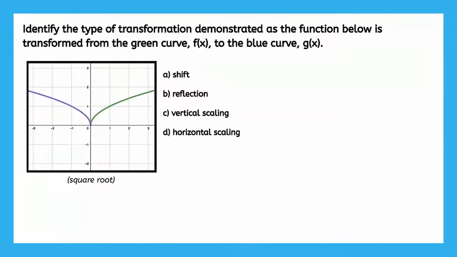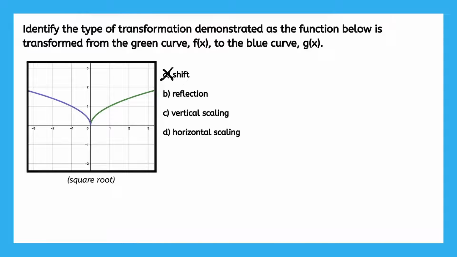Now, did we shift, reflect, or scale to go from this green curve to the blue curve? Let's think about shift. This graph that is green goes up to the right, and this graph that is blue goes up to the left. So these are not the same shape, which means this cannot be a shift. They're going in opposite directions. So A is not the answer.